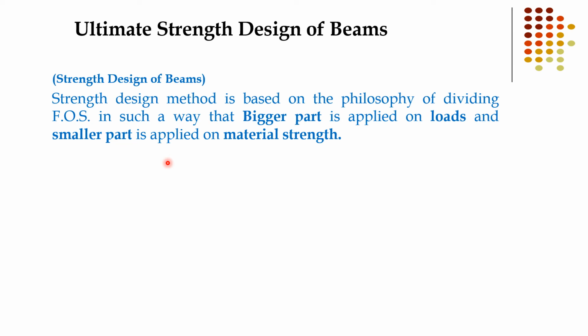Strength design method is based on the philosophy of dividing the factor of safety in such a way that the bigger part of the factor of safety is applied on the loads and the smaller part is applied on the material strength. I have also discussed this in the previous lecture. Now we will start discussing the ultimate strength design approach one by one.